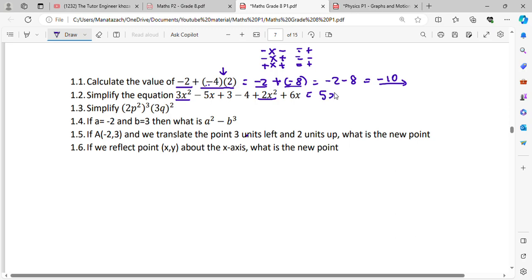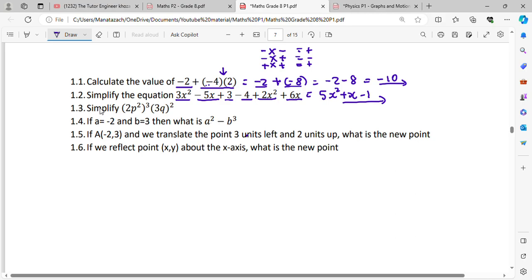It's going to give you 5x squared. Minus 5x is like 6x, which is going to give you x. Then you have 3 minus 4, which will give you -1. So that's it. That will be the simplification.